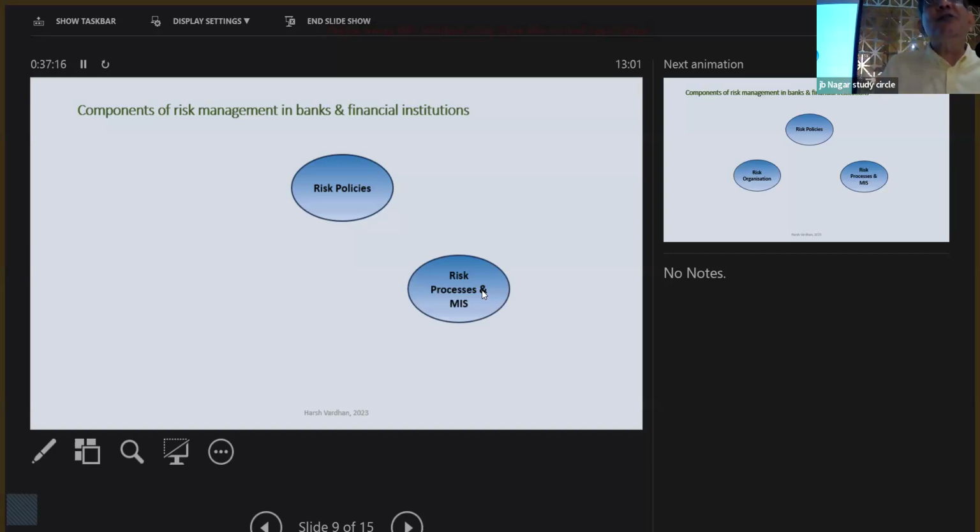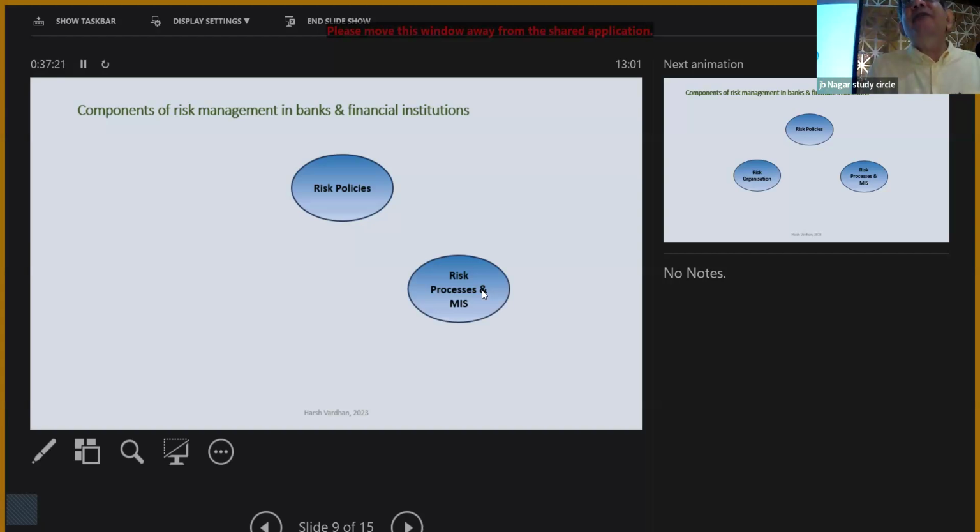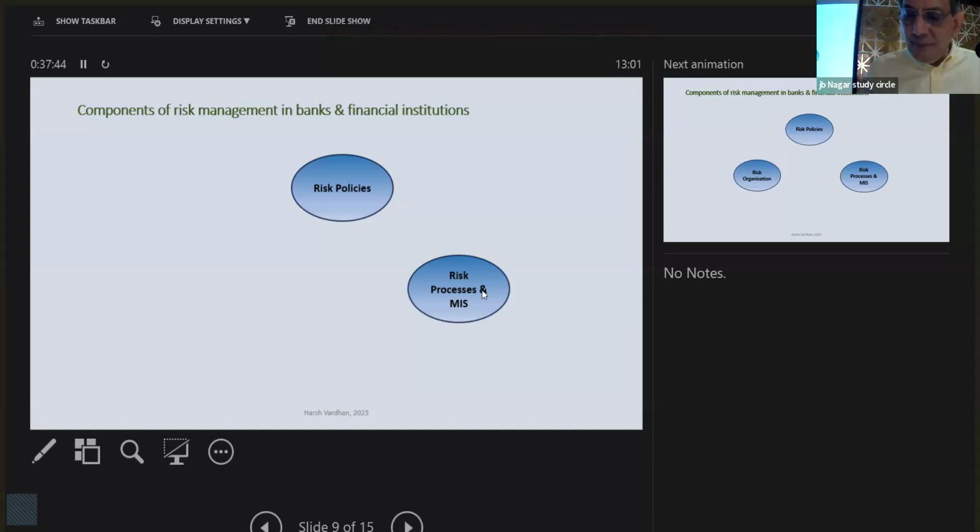The second component is what I call risk processes and MIs. There are certain kinds of activities that get conducted every week, every month, every quarter, every year. There is a set of processes, they generate MIs, which are sent to a set of people who are constantly monitoring risk. So the second important component is to have the right kind of risk processes and risk MIs. This is a business of information. If you don't know, you don't know. And so MIs become supremely critical.